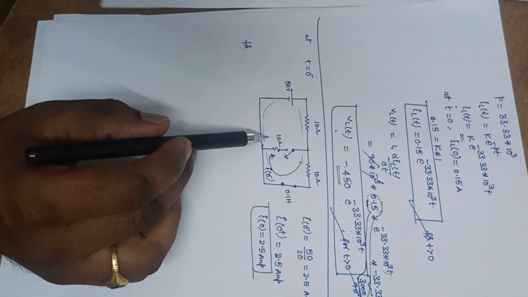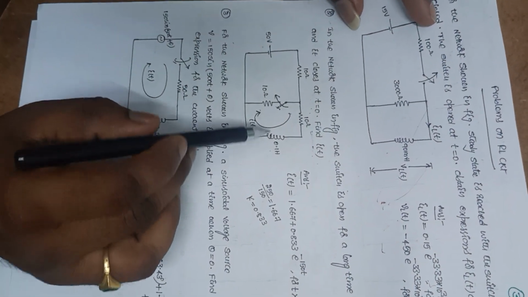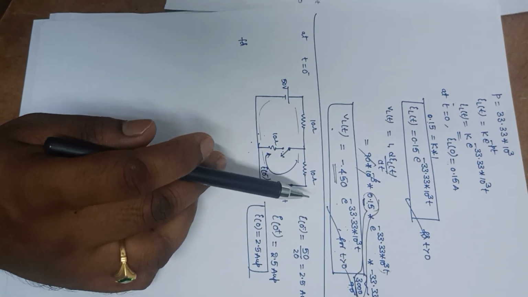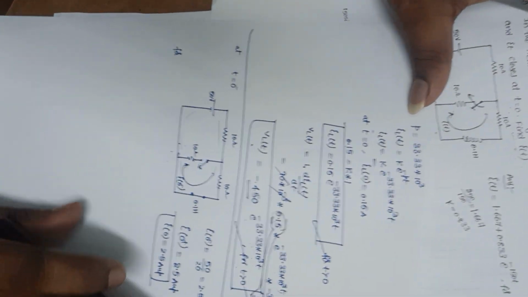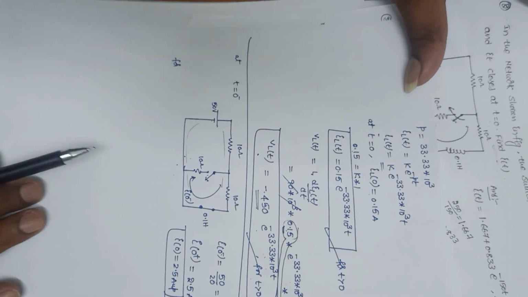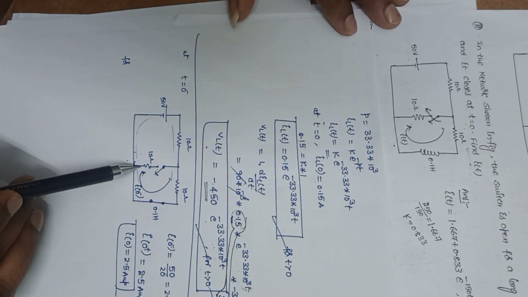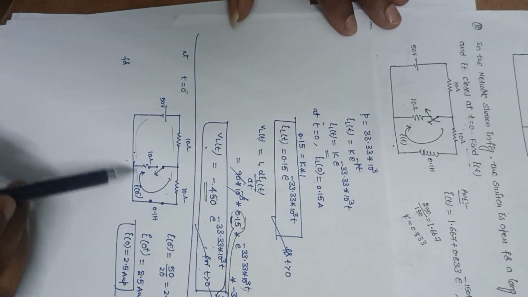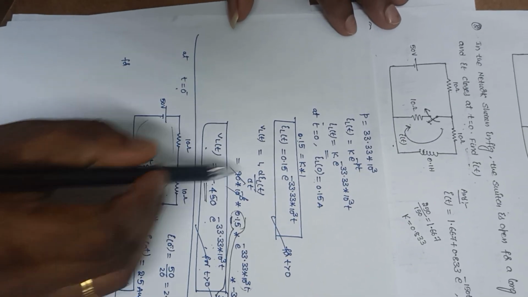So you see this is the circuit at t is equal to 0 minus. For this circuit, I draw the circuit at t is equal to 0 minus by opening this switch here. The switch is open here. So this is a 10 ohm resistor, 10 ohm, 10 ohm, 10 ohm, and 50 volts. So it is I of t. Since it is at t is equal to 0 minus, it is I of 0 minus.